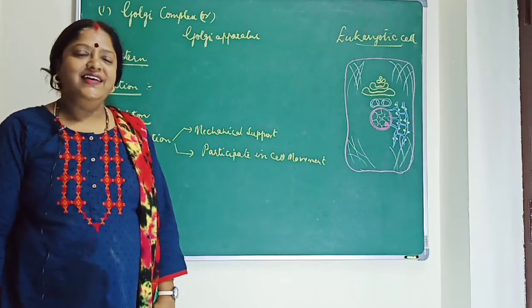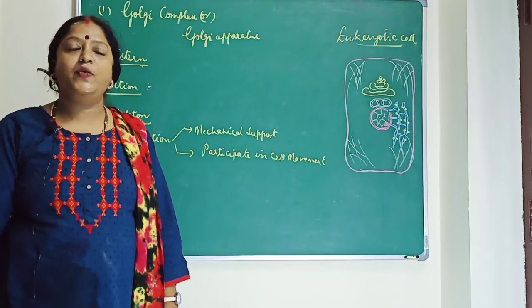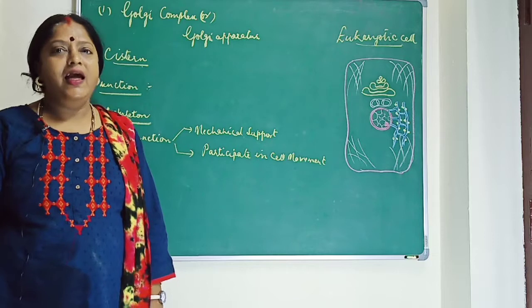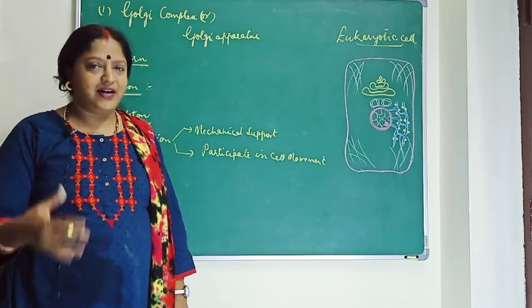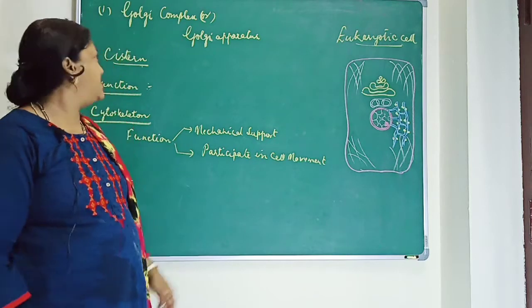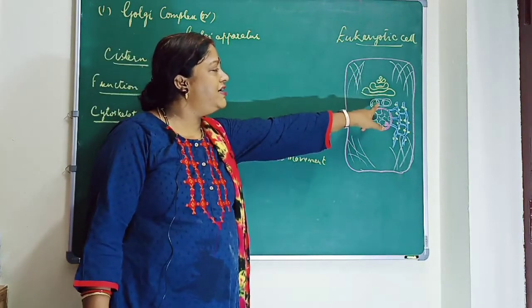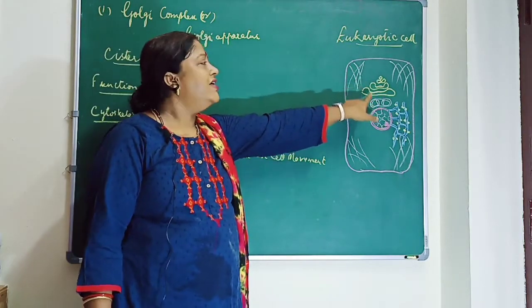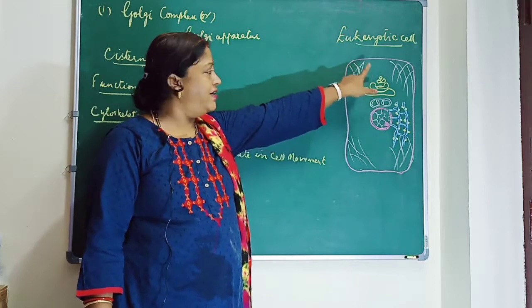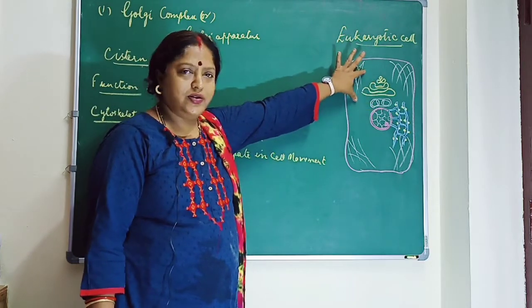Morning children. In the previous class we discussed the endoplasmic reticulum, and today we will be seeing the other organelles and discussing the Golgi complex. You can see here, just near the centrioles, this arrangement of organelles. These are the Golgi complex.